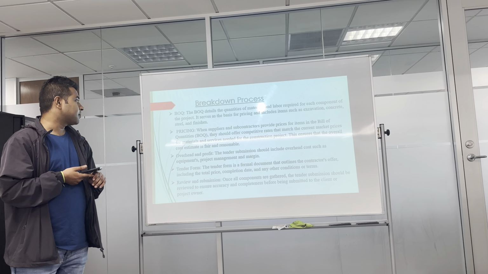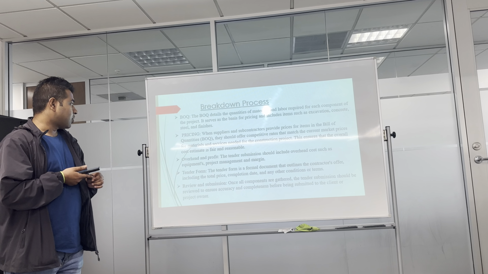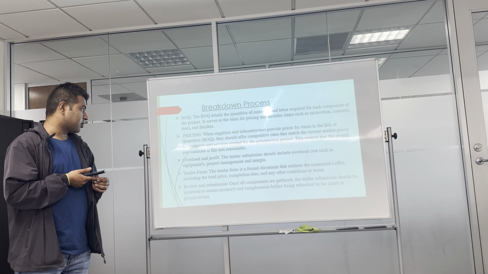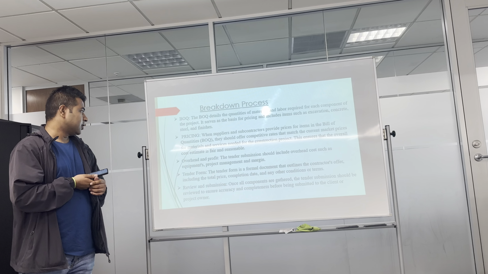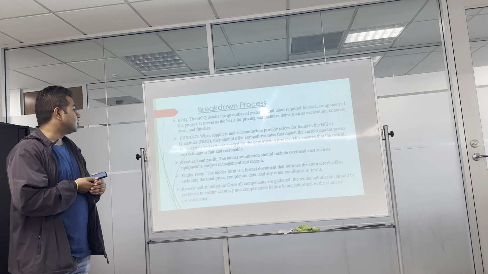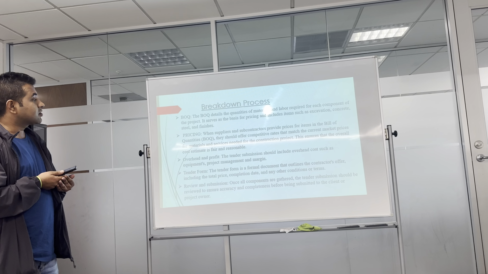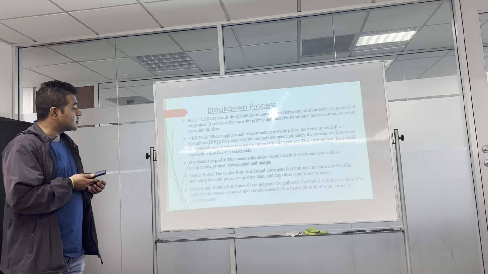In pricing, when suppliers and subcontractors provide prices for items in the bill of quantities, they should offer competitive rates that match the current market price for material and services needed for the construction project. This ensures that the overall cost estimate is fair and reasonable. Overhead and profit. The tender submission should include overhead costs such as equipment, project management and margin.